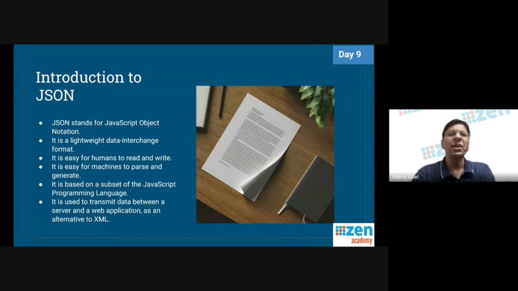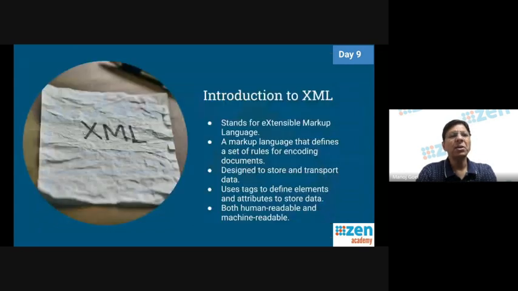So JSON is a lightweight data interchange format. It is easy for humans to read and write. It is easy for machines to parse and generate data. It is based on a subset of the JavaScript programming language, and it is used to transmit data between a server and a web application as an alternative to XML. XML is another format which we are going to see.